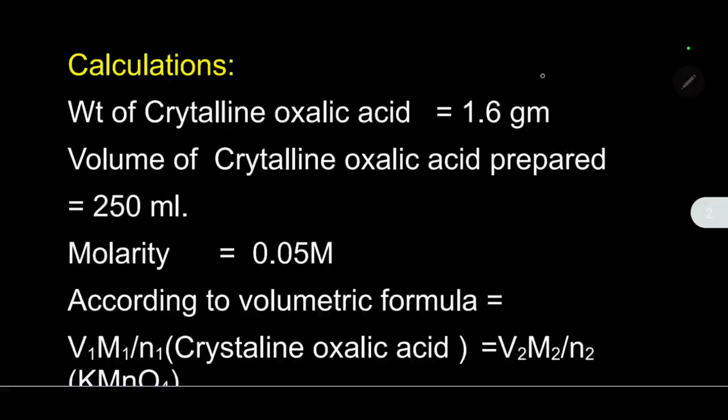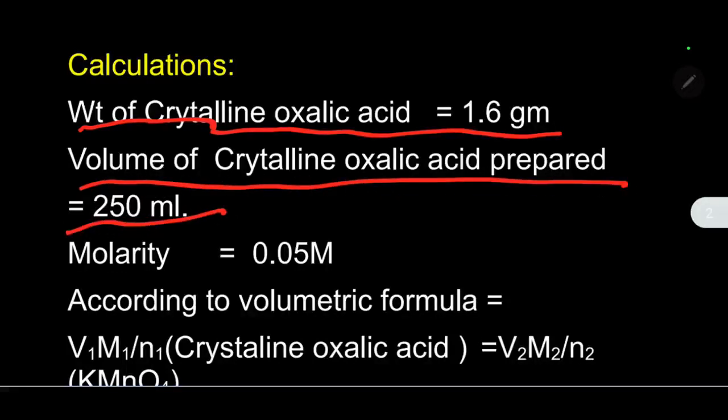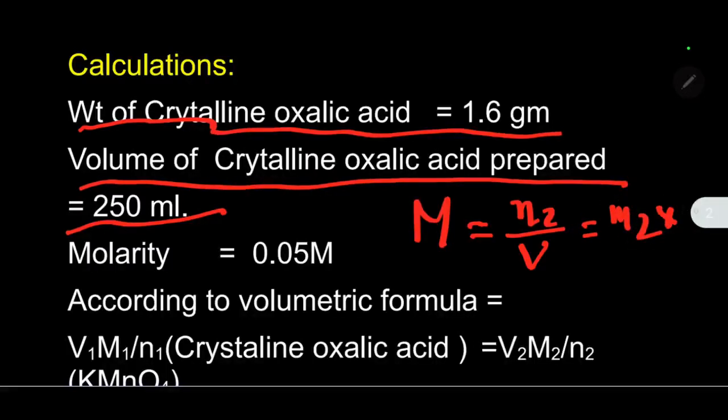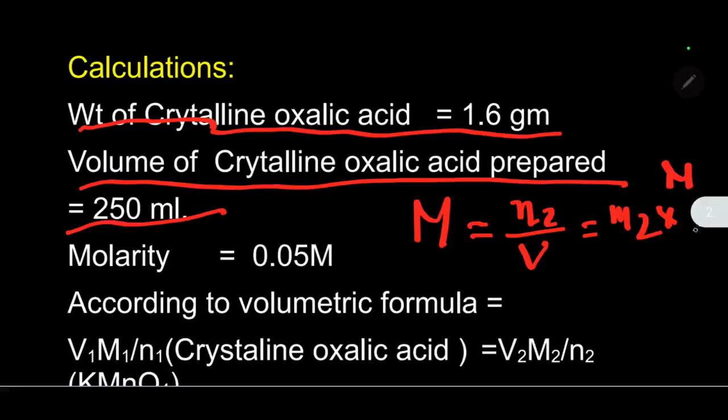Please follow. And before that, I want to give some information. I have weighed crystalline oxalic acid, 1.6 gram. The volume of crystalline oxalic acid prepared is 250 ml. So by doing calculations, molarity is mole by volume. Kindly follow, that is the formula: number of moles of solute, N2, divided by V, the volume of solution. And what is N2? I can say it is mass divided by capital M2, divided by V. This is the actual formula. So from this we can calculate the molarity is 0.05 M.